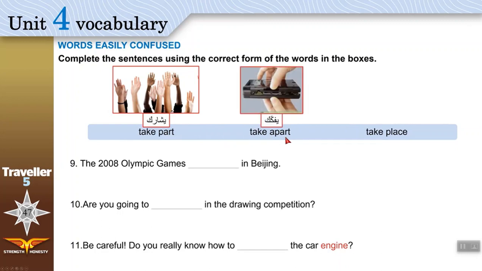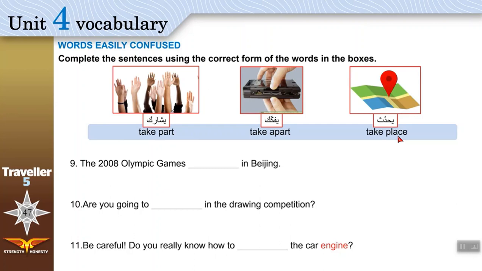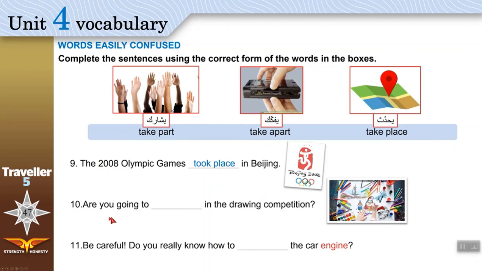When you take apart, you disassemble, تفكك. When you disassemble, that means you take the parts. When something takes place, it means it happens in a specific place. Okay? The 2008 Olympic Games in Beijing, a city in China, okay? Yes, it happened, it took place. Take place.